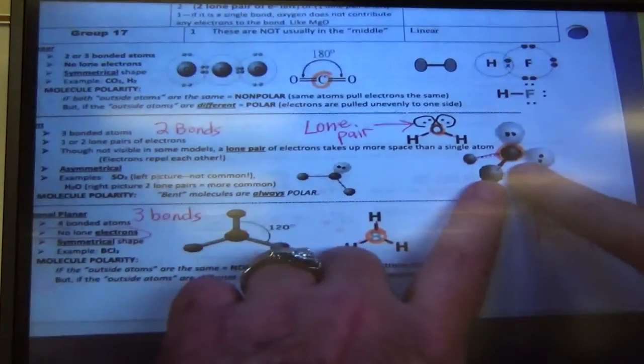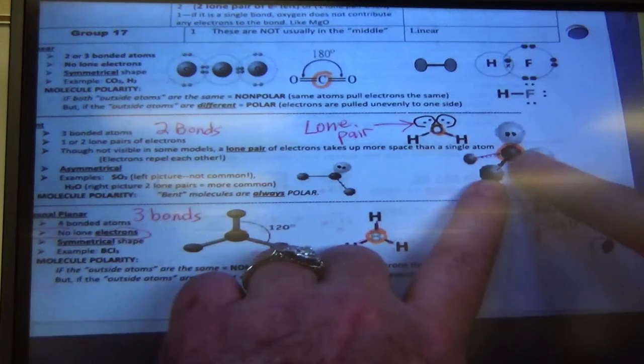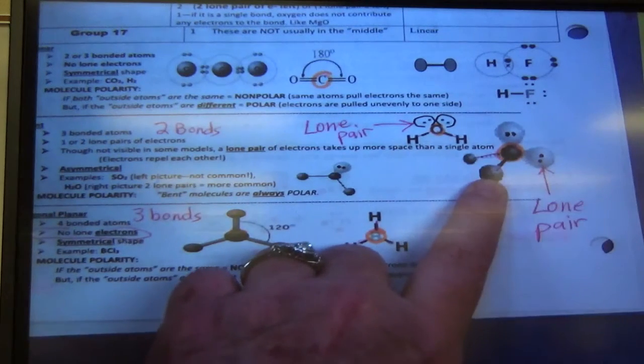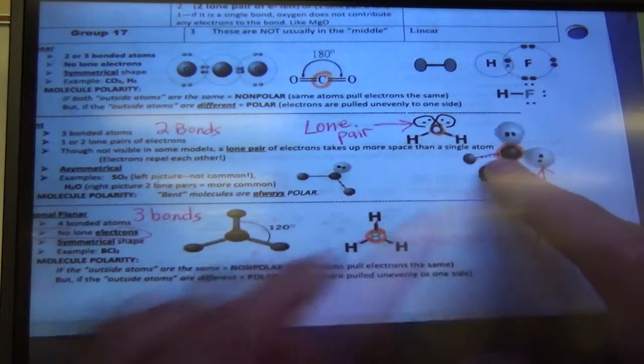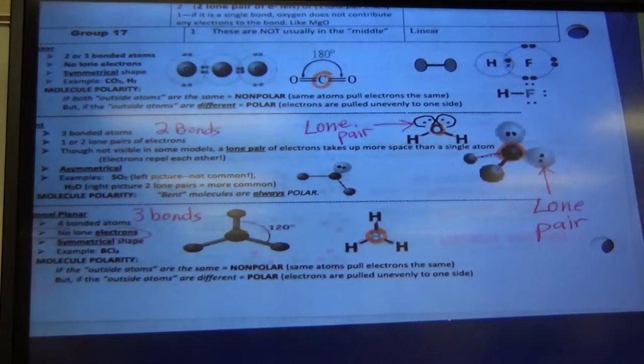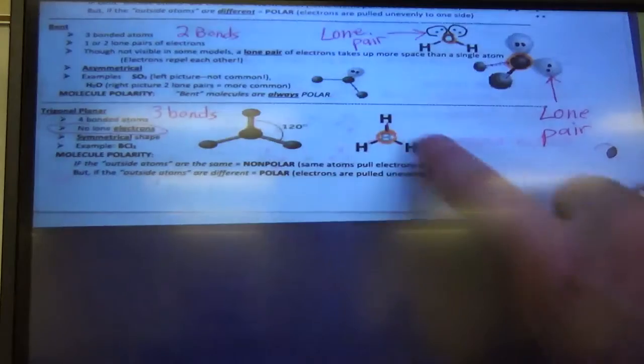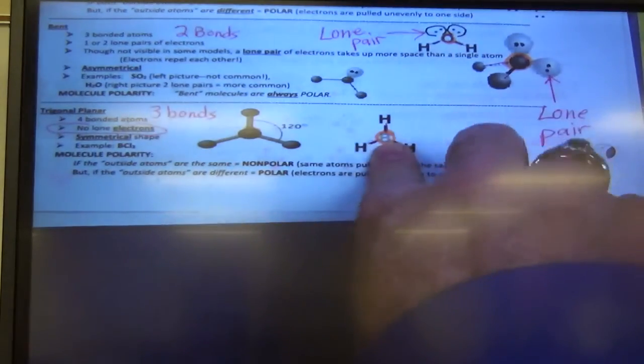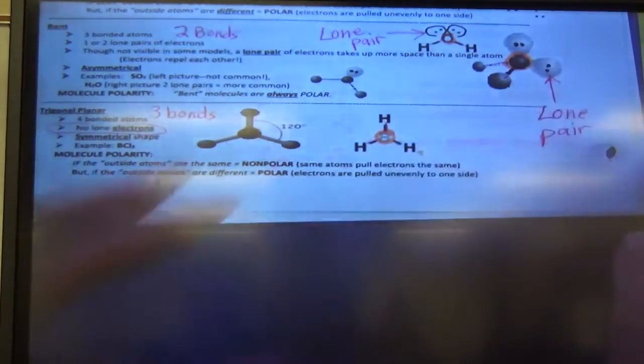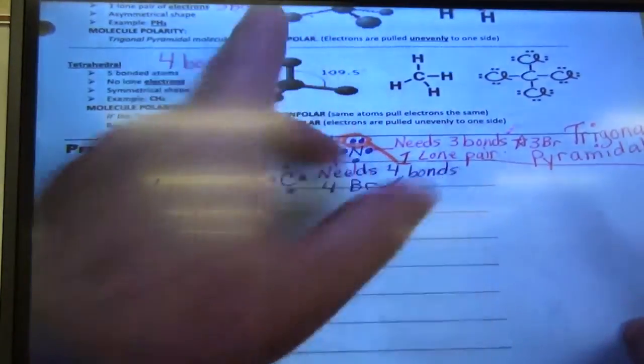Okay, look at bent. How many bonds? 1, 2. You have to be able to count them, otherwise you won't be able to do this. There are 2 bonds. Does that match our description? No. Goodbye. Bad choice. Okay, look at trigonal planar. How many bonds? 3. Nope, that's not 4 bonds. Throw that one away. Okay, go to this page. How many bonds on trigonal pyramidal? 3. Get rid of that one.